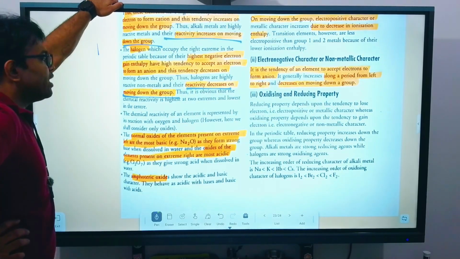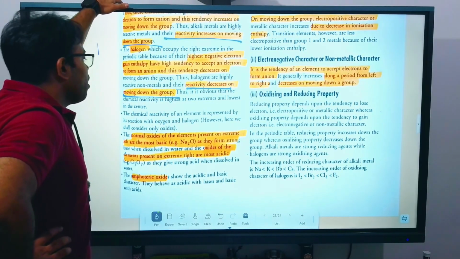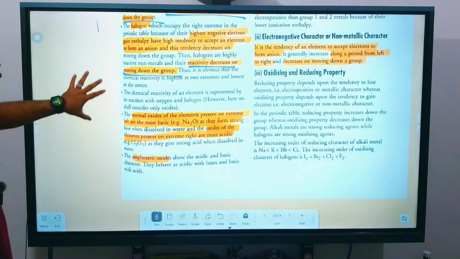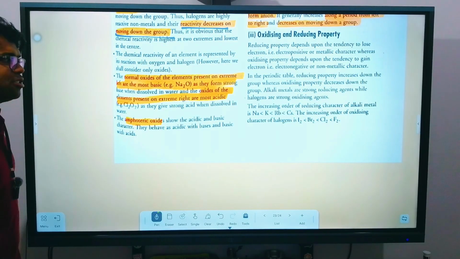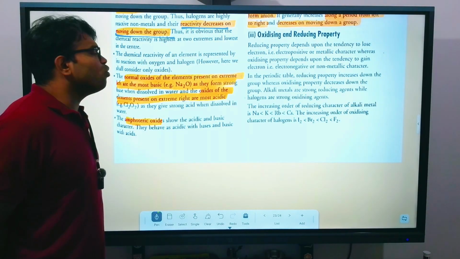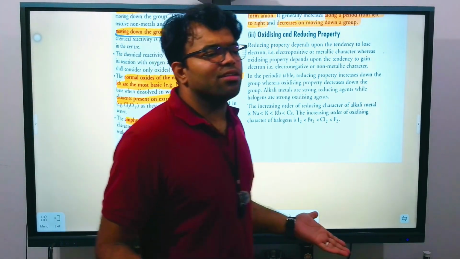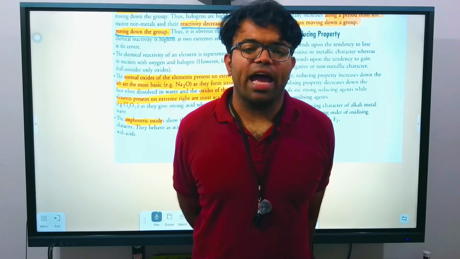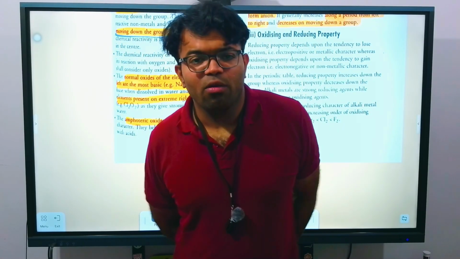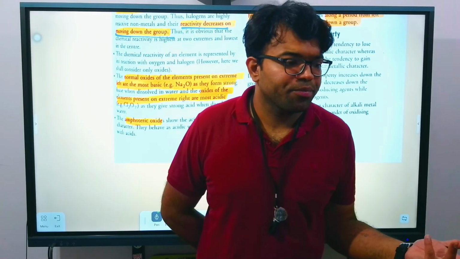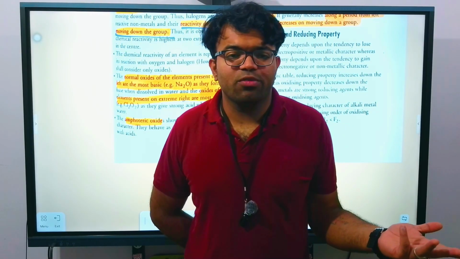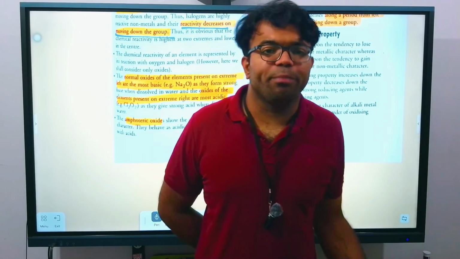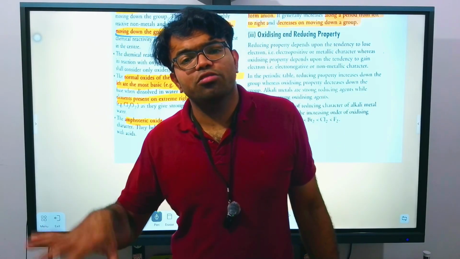Next, the chemical reactivity of an element is represented by its reaction with oxygen and halogens. However, here we shall only consider oxides. The normal oxides of elements present on the extreme left are also most basic. We know that, right? In metals and non-metals, we have already learned that metals usually form basic oxides, and when you react a basic metal oxide with water, you get a base. Sodium oxide, when you react it with water, you get sodium hydroxide. So metallic oxides are usually basic in nature and non-metallic oxides are usually acidic in nature.